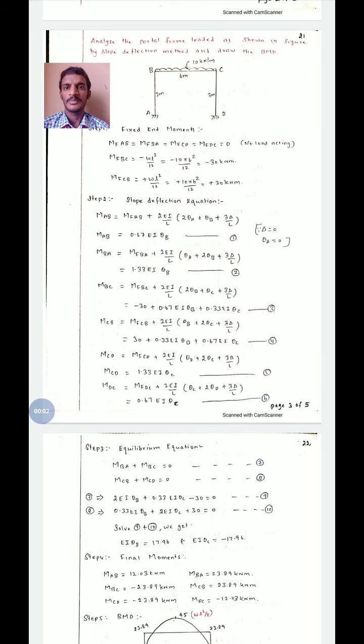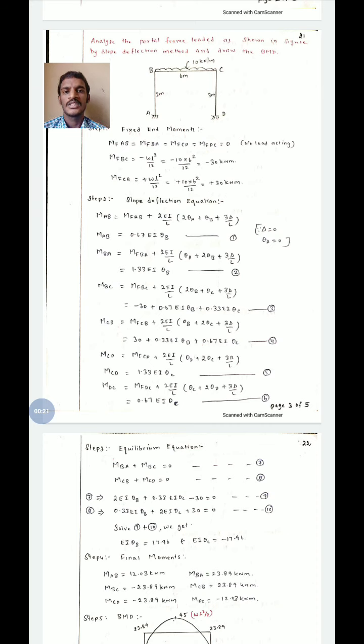Analysis of symmetrical frame using slope deflection method. Analyze a portal frame loaded as shown in figure by slope deflection method and draw the bending moment diagram for the given figure. In this problem, ABCD frame is given.